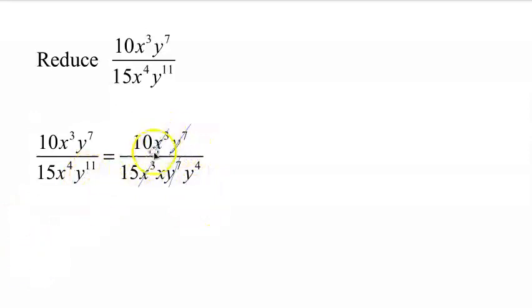So you'll notice x to the 3rd over x to the 3rd is 1 over 1. Y to the 7th over y to the 7th is 1 over 1. So upstairs we have 10 times 1 times 1. Downstairs 15 times x times y to the 4th. But we're not quite finished because, of course, I can reduce 10/15ths. Divide 10 by 5, I get 2. Divide 15 by 5, I get 3. And I can think of it that way. So I prefer to deal with the variables first and then go ahead and look at the constants.